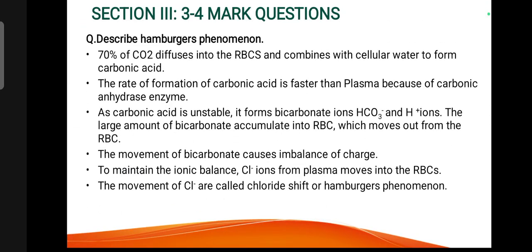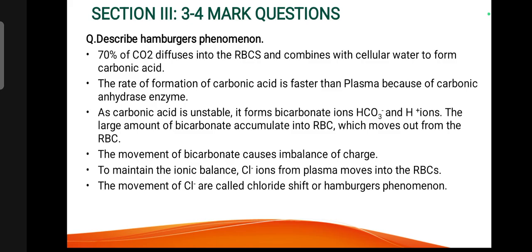Describe Hamburger's phenomenon. 70% of CO2 diffuses into the RBCs and combines with the cellular water to form carbonic acid. The rate of formation is faster because of the carbonic anhydrase enzyme in the RBC. As carbonic acid is unstable, it immediately forms bicarbonate ion and H plus ion. The large amount of bicarbonate ions accumulates in the RBC and later moves out from the RBC.